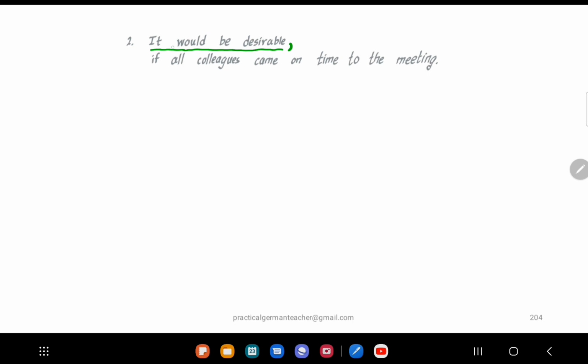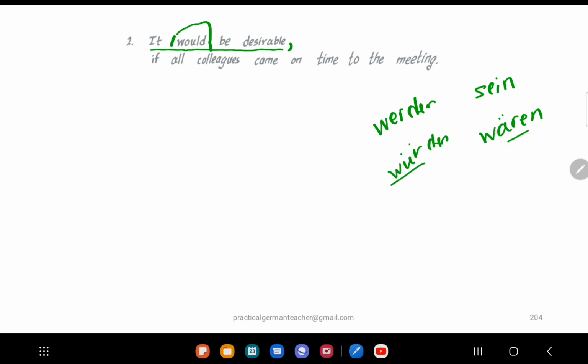Now, before you start writing this, let's go with the first sentence. Here you just have one verb, would, right? So you can use sein and its Konjunktiv II, which is wären, or you can also use Konjunktiv II of werden, which is würden. So you can use either würden or wären. Of course, you have to conjugate it for the subject. Then würden will be würde, wären will be wäre.